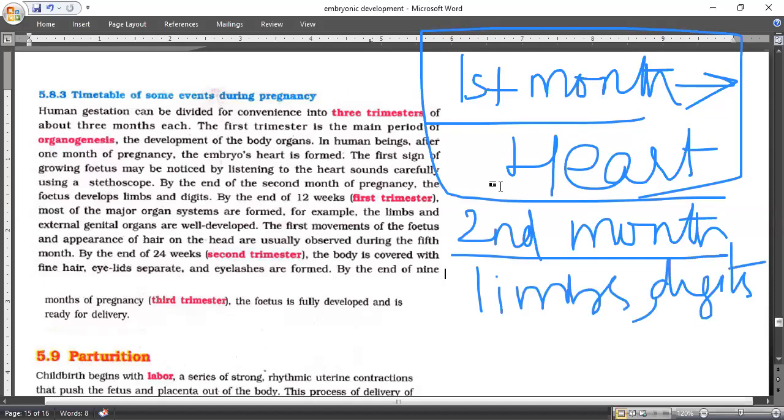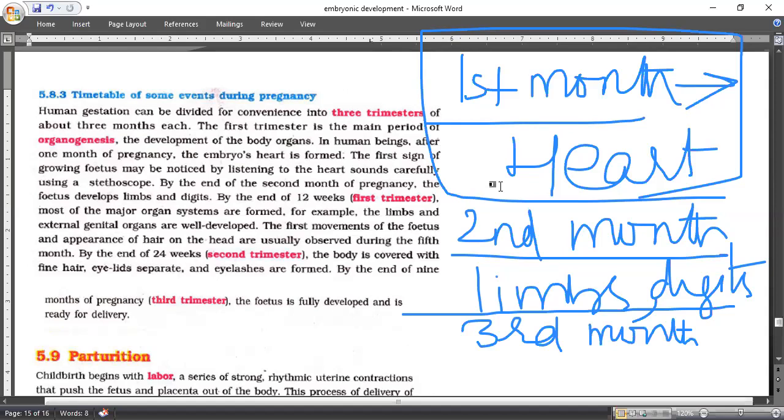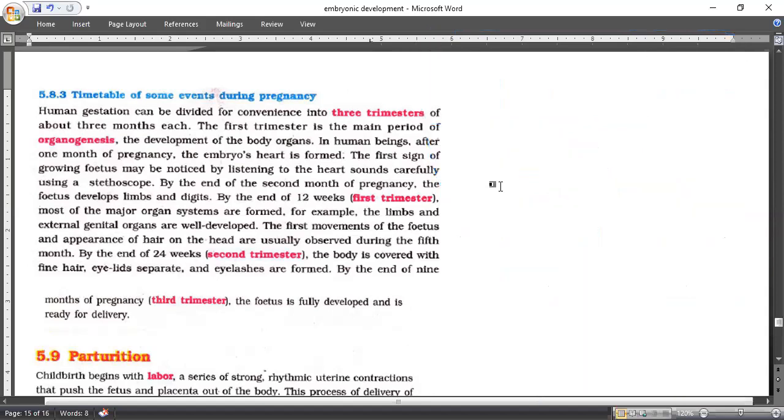Okay, so first month, second month, fifth month. The questions will come like this, that the following event. So by the end of the second month, the fetus develops limbs and digits. By the end of 12 weeks, that means in the third month we are talking. Third month, so the first trimester is completed. Most of the major organ systems are formed. Need to make a table for this. First month, second month, and third month. First month, heartbeat. Second month, limbs and digits are formed. Third month, major organ systems are formed.